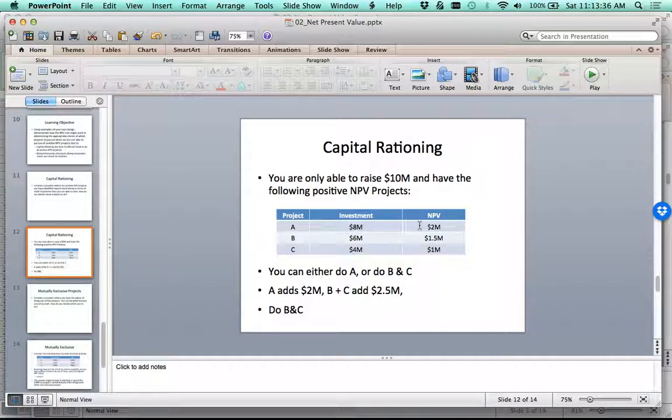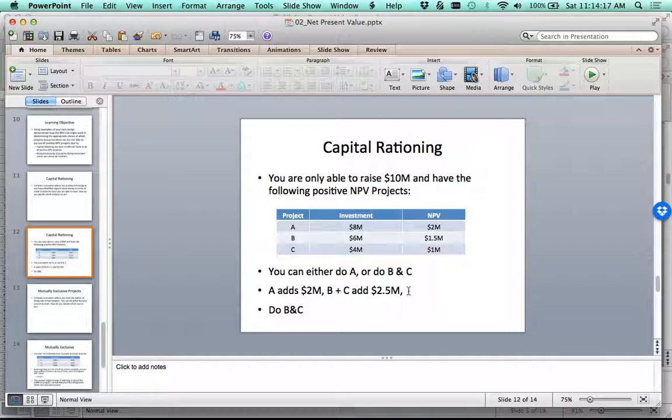If I do A, I raise $2 million. Okay? That's the NPV. If I do B, 1.5, C, 1 million. Well, obviously, since these are all positive NPV, doing B plus C is better than just doing B or just doing C. So I add those up, and that's a total of 2.5 million. So I can either do A and create 2 million in value, or I can do B and C and create 2.5 million in value. And so what NPV says is that the combination with the highest NPV is B plus C, so let's do B and C. And that would be how you would solve that.